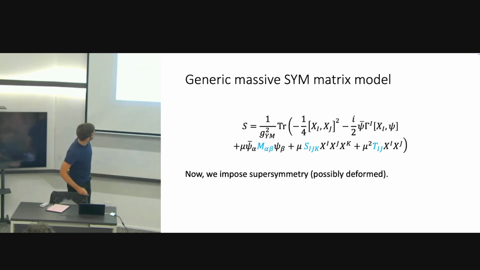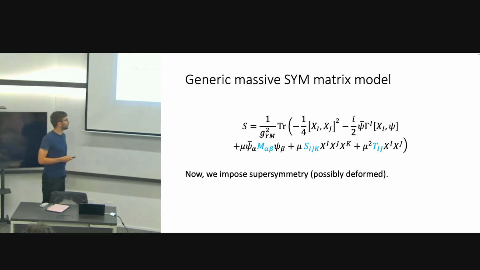So let's see how we can classify. I remind you that in my construction, the action takes the following form. It's a generic mass deformation in this sense. So we have 3 unknowns. We have M, which is a matrix with spinor components. We have S, which is a 3-tensor, which has to be cyclic. And we have T, which is symmetric. Okay, so for now, these are the 3 parameters that I want to fix.